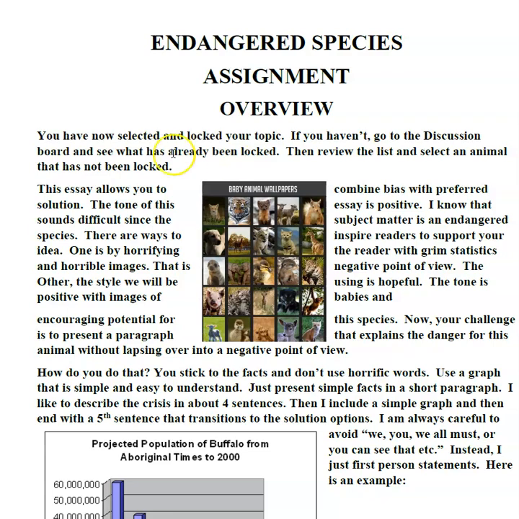If you haven't, then you want to go back to the Start Here menu, to the tab that allows you to lock your subjects. Open that, look at the long list, and select the animal that you like best. Then go over to the discussion board and click to make sure nobody else has already locked that topic. If they haven't, go ahead and lock your topic, and then you're ready to go.